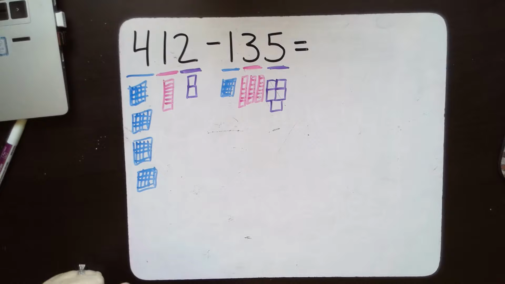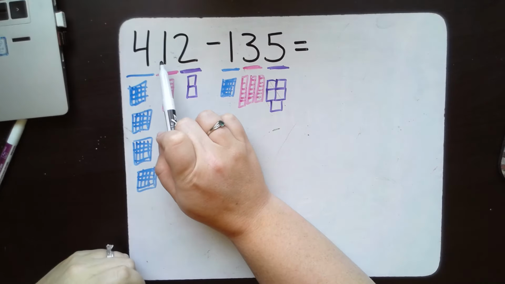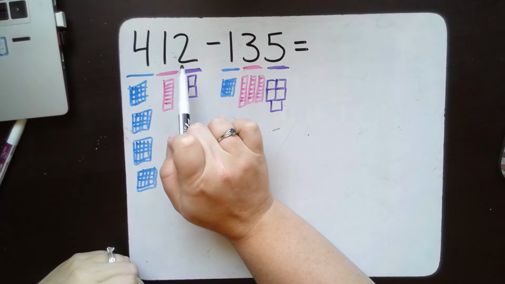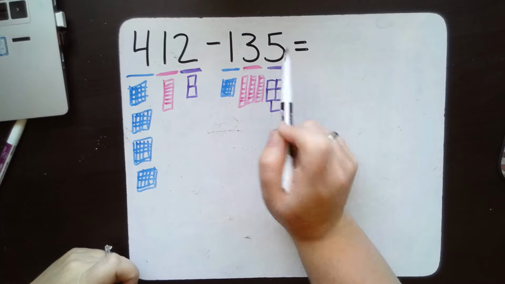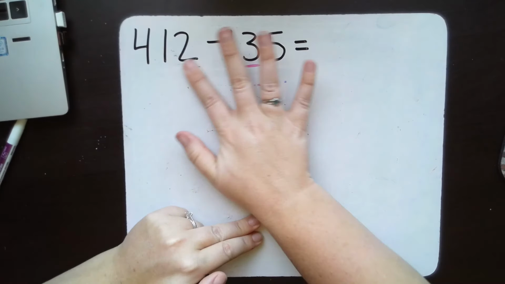Okay, so this is the first step we always talk about, is looking at these groups of numbers: 4 hundreds, 1 ten, 2 ones, 1 hundred, 3 tens, and 5 ones. Okay, now we don't actually have to draw any of that. That's just for our brains, just so we kind of understand what we're talking about today.